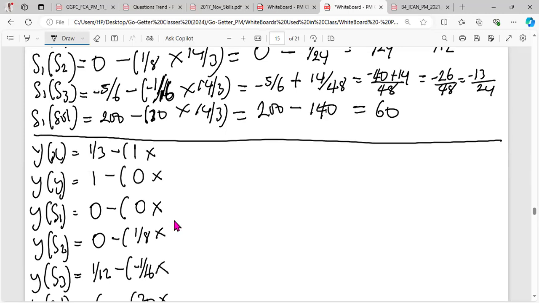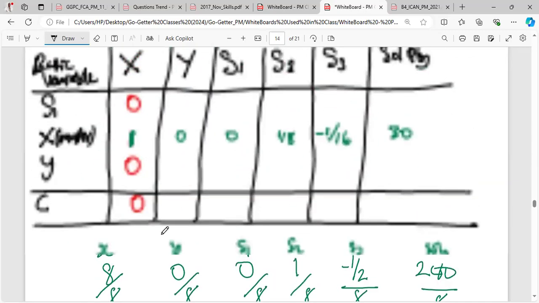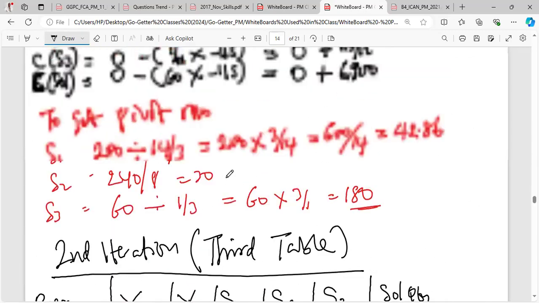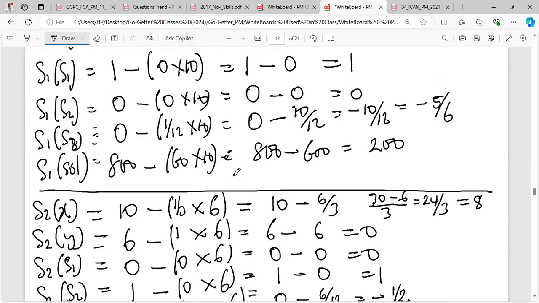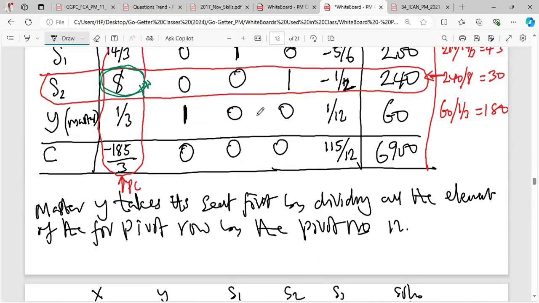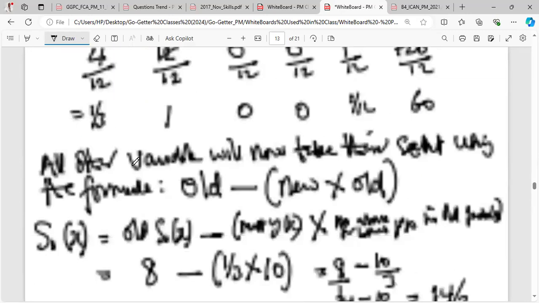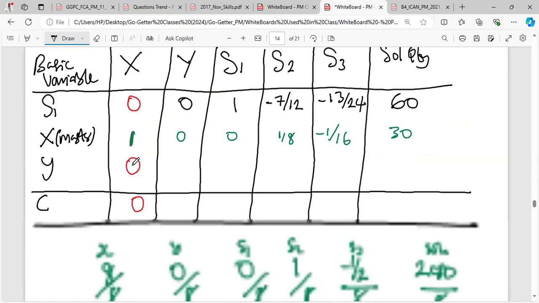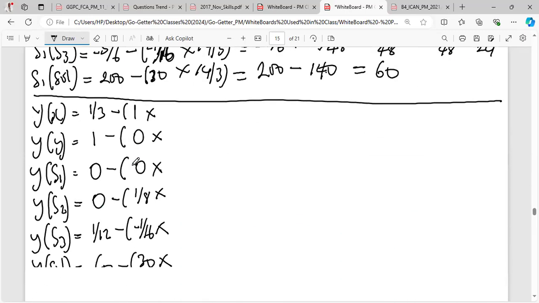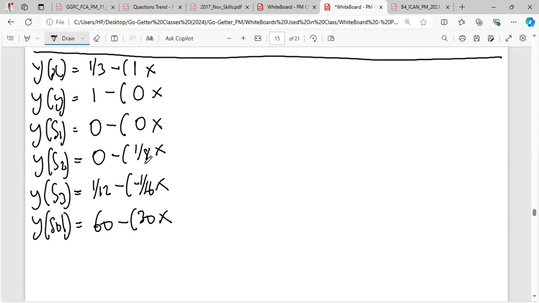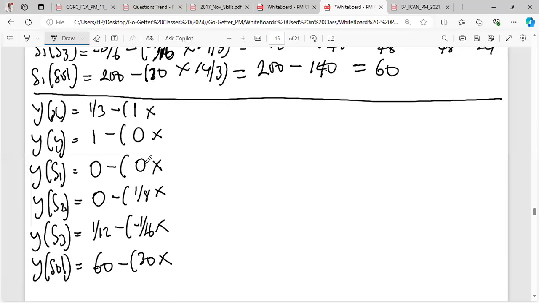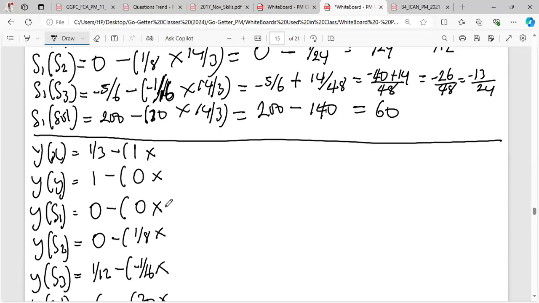So let's go and find out the number that is in the y region, but just above or below the pivot. Because y is going to be 1 over 3. 1/3.